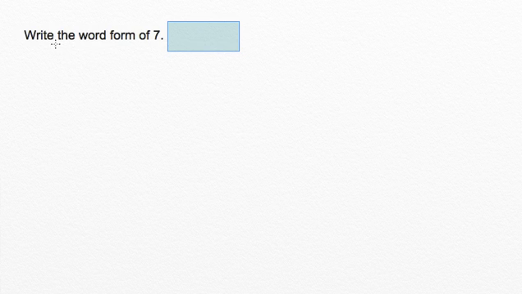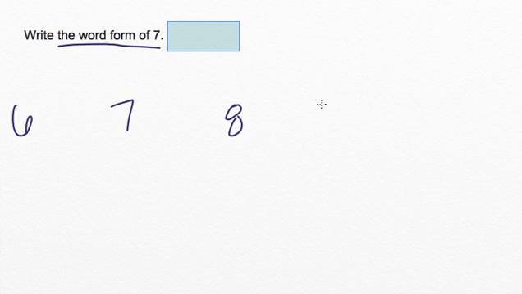Okay, so let's write the word form of 7. Ooh, this is getting bigger on the number line. So what I'm going to do is instead of counting from 1 to 10, we've already reviewed 1 to 5, so I'm going to go ahead and start writing out the word form from 6 to 10 on our screen. So I'm going to write 6, 7, 8, 9, and 10.